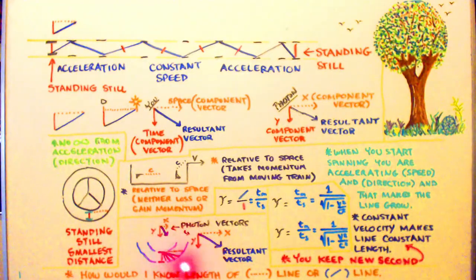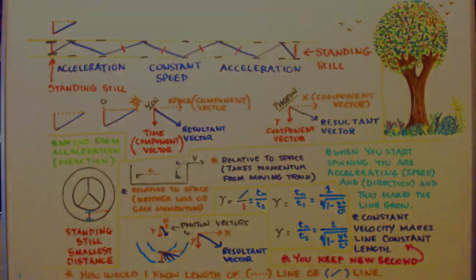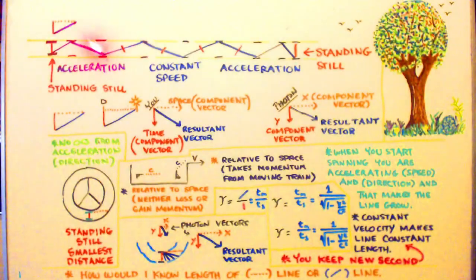But let's say you're here. You're faster now. See how the orange and the blue both grew, but the red stays the same. When you start spinning this thing up, spinning, spinning, spinning, you're accelerating the speed and direction. And that makes the line grow. It grows from here to here to here. It's trying to grow all the way up to the size of this orange line. That is what the time dilation is. Just like up here.